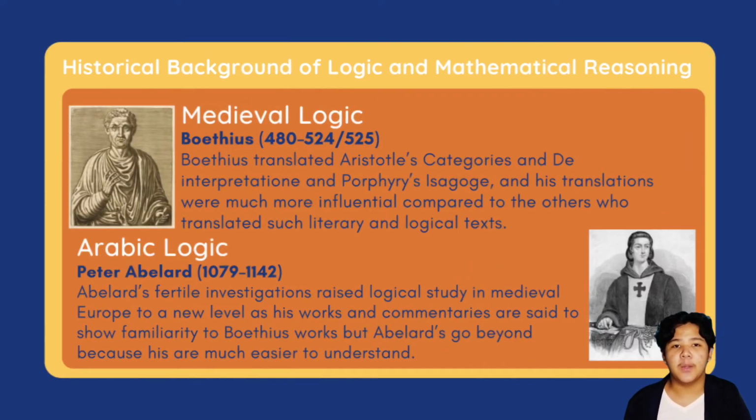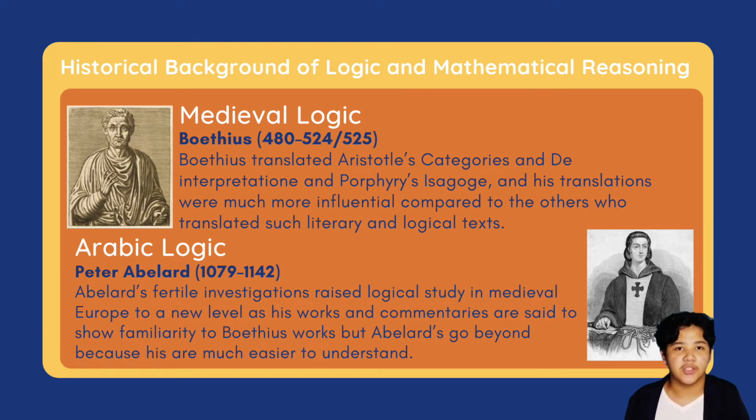Medieval logic is led by Boethius (480 to 524), who translated Aristotle's Categories and On Interpretation, and Porphyry's Isagoge. His translations were much more influential compared to the others who translated such literary and logical texts. He also translated the rest of Aristotle's Organon, bringing the words of Greek philosophers to the Latin West.